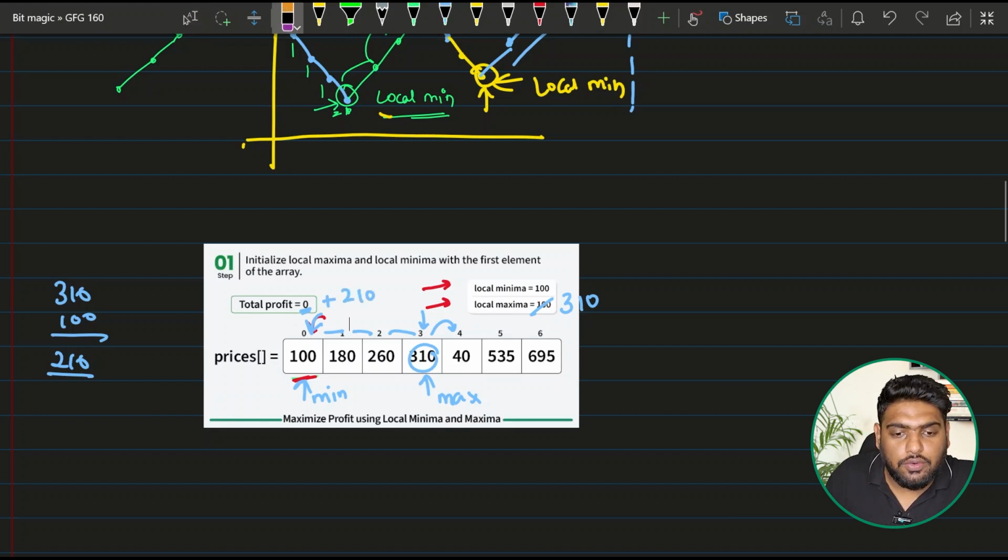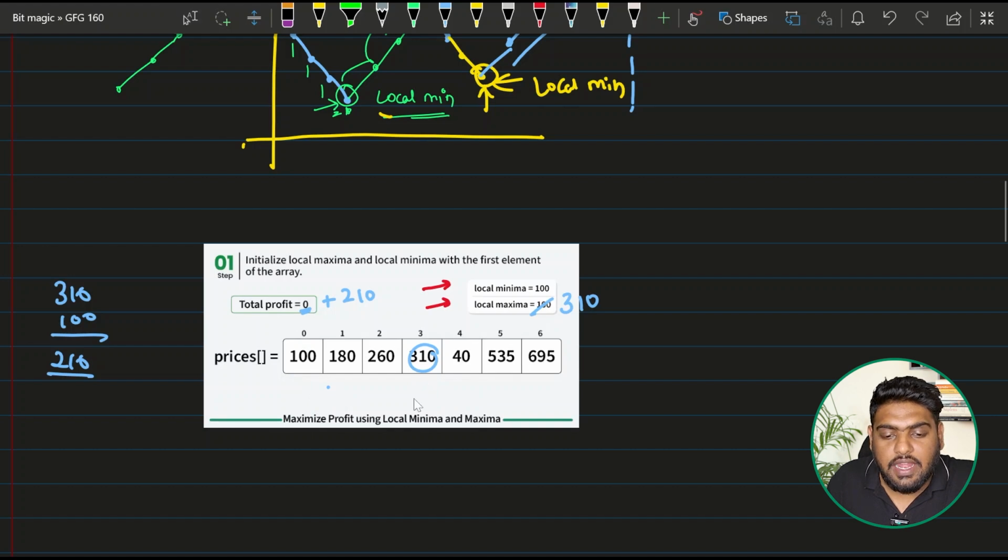Then you know that now you have calculated one profit. The point you are at, that is 310. After that, you have seen a decline. So the moment you start seeing a decline, for the next transaction you need to find out the buying point. From 310 you would go down to 40, and you will see again that the values are increasing. So this 40 would be your next local minima, and then you would start calculating a local maxima.